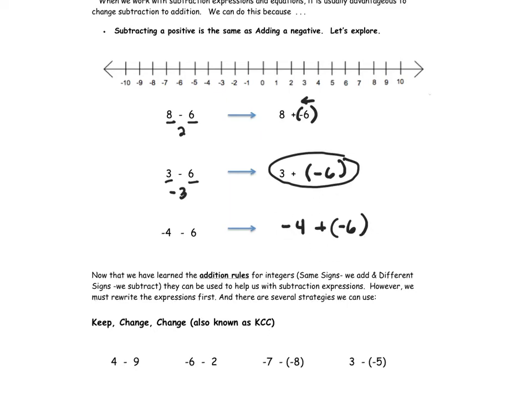So let's see what that looks like on the number line. We would go from 0 to negative 4. So we'd start at negative 4. And then because we're adding a negative, we would move down the number line. So we would move down 1, 2, 3, 4, 5, 6. And we would get negative 10.